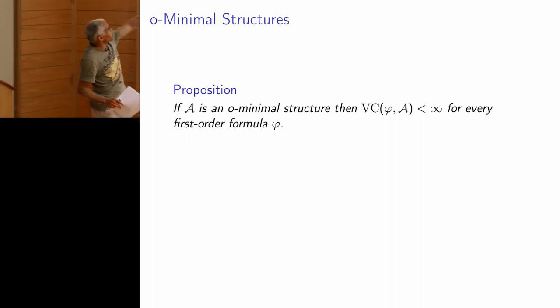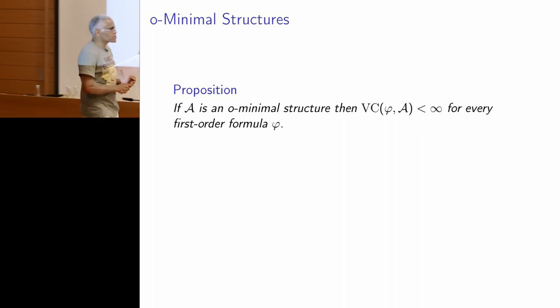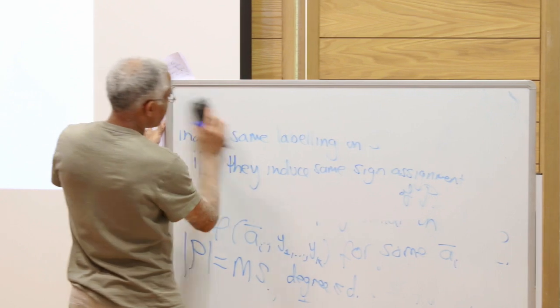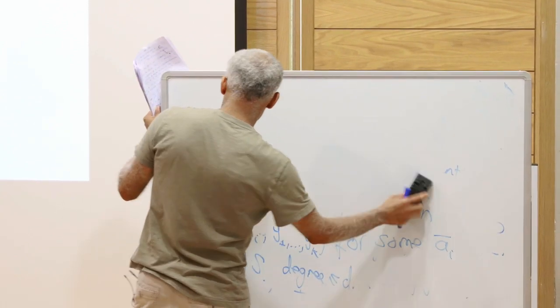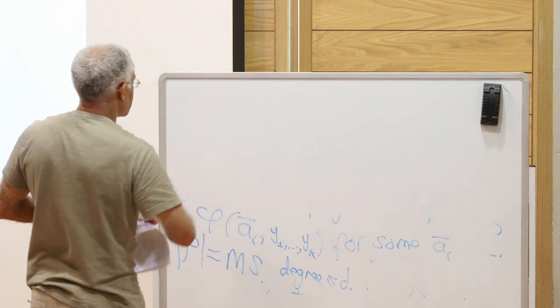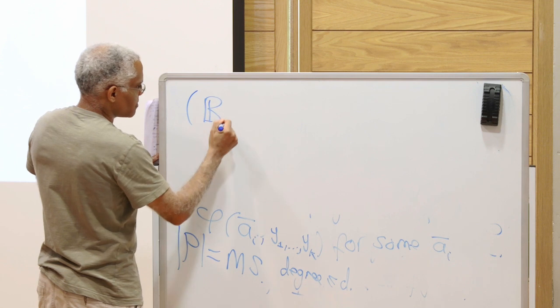So let A be an o-minimal structure. An o-minimal structure is a structure with order such that every definable set is a finite union of intervals. Every definable one-dimensional subset of the structure is a finite union of intervals.